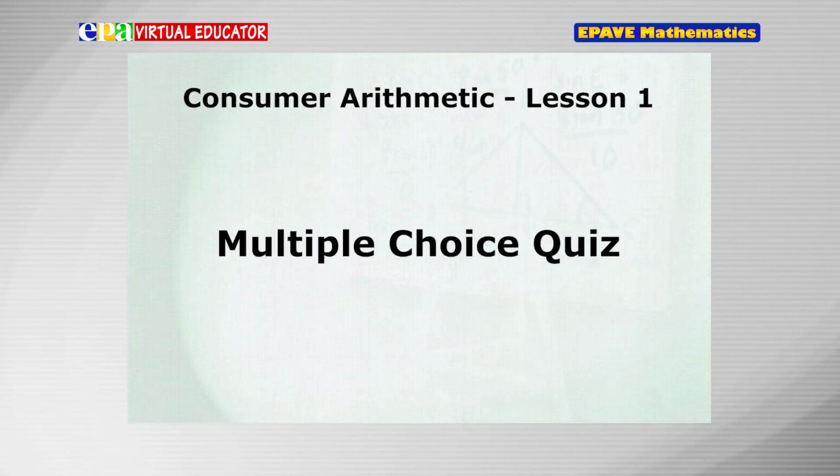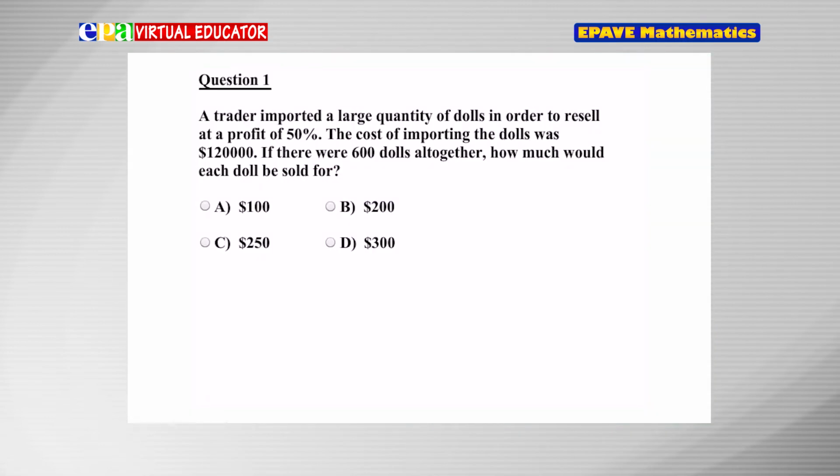You can now attempt the following multiple-choice questions. A trader imported a large quantity of dolls in order to resell at a profit of 50%. The cost of importing the dolls was $120,000. If there were 600 dolls altogether, how much would each doll be sold for? Is it A, B, C, or D?